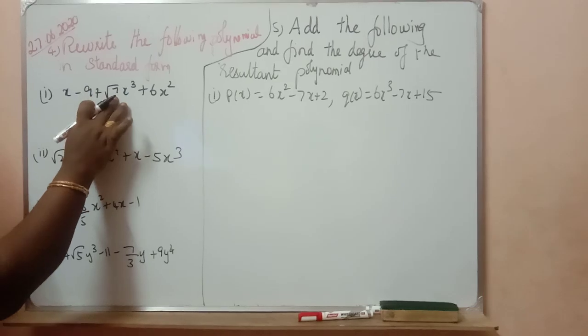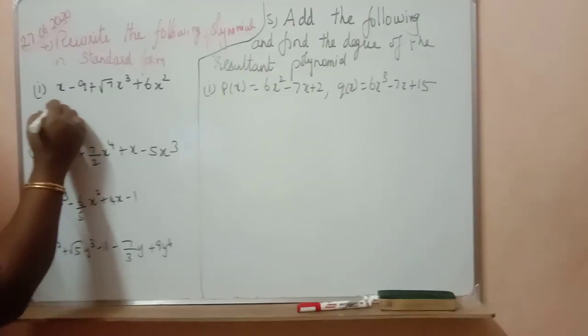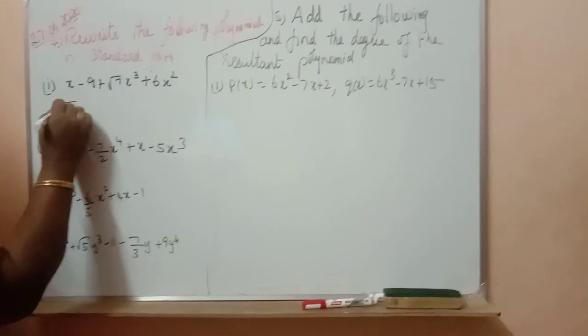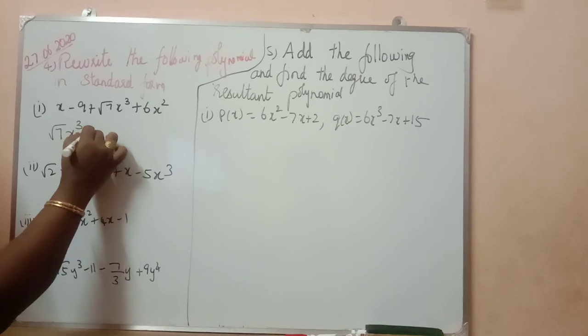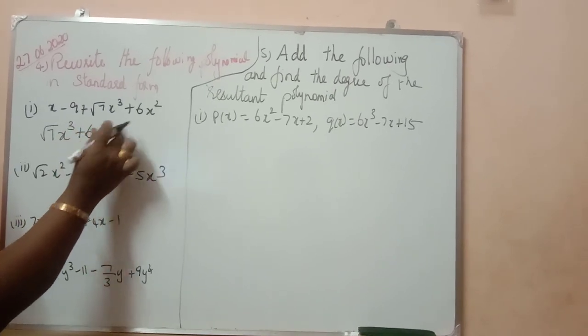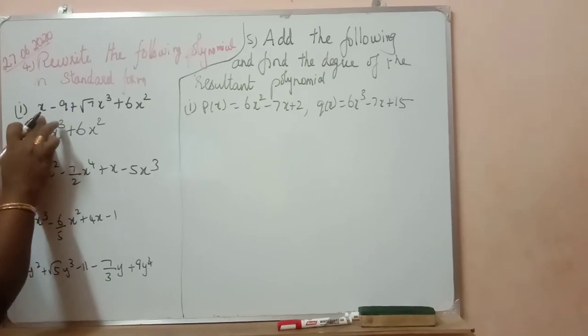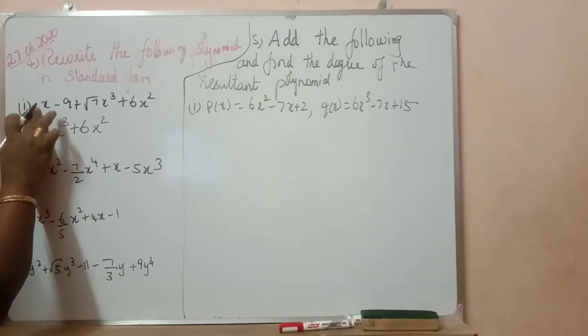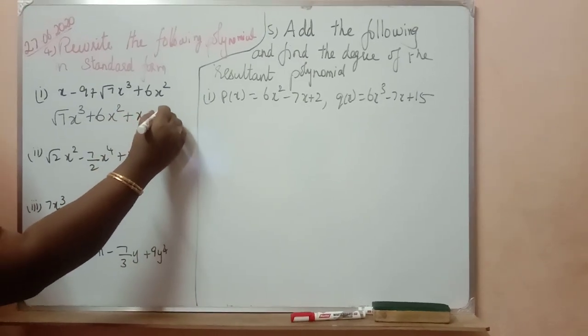First term we are going to write root 7 x cube. As it is positive, we don't need to write plus in the beginning. No sign means it is plus, we know already. So root 7 x cube, then x square, sign plus, coefficient 6, variable x square, then x, only one variable alone there, no coefficient, so 1. So plus x, then constant.